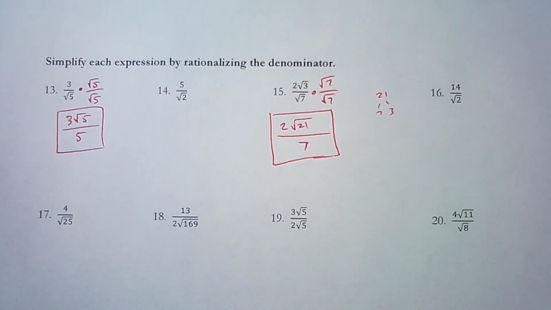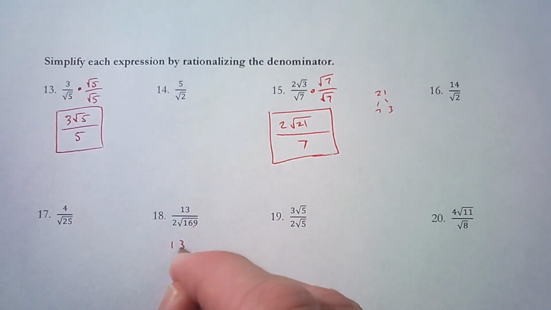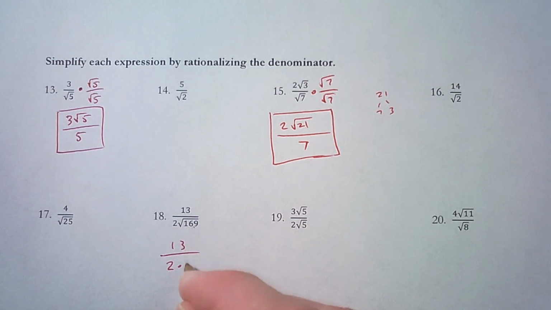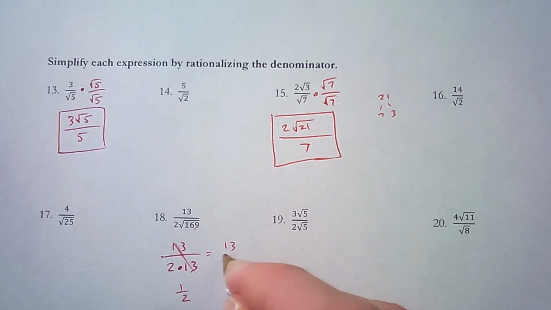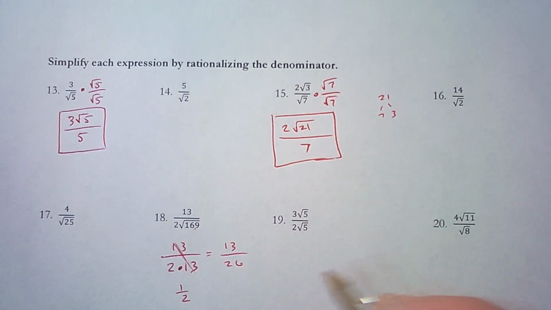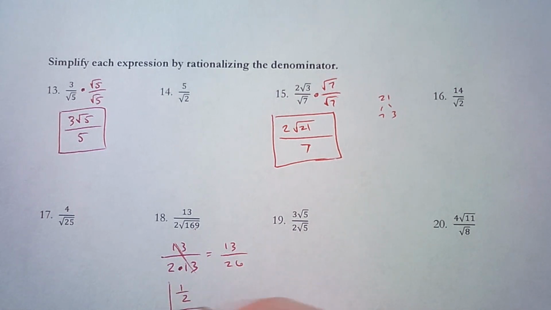Okay, number 18. I actually recognize the square root of 169 as a square number, so this is going to equal 13 here. So I have 13 over 2 times, and the square root of 169 is 13. Now in this case, since this is multiplication, so this is a single term, I can just cancel those out. So I've got 1 over 2, or I could do 13 over 2 times 13 is 26, and 13 goes into both of these 1 time and 2 times.